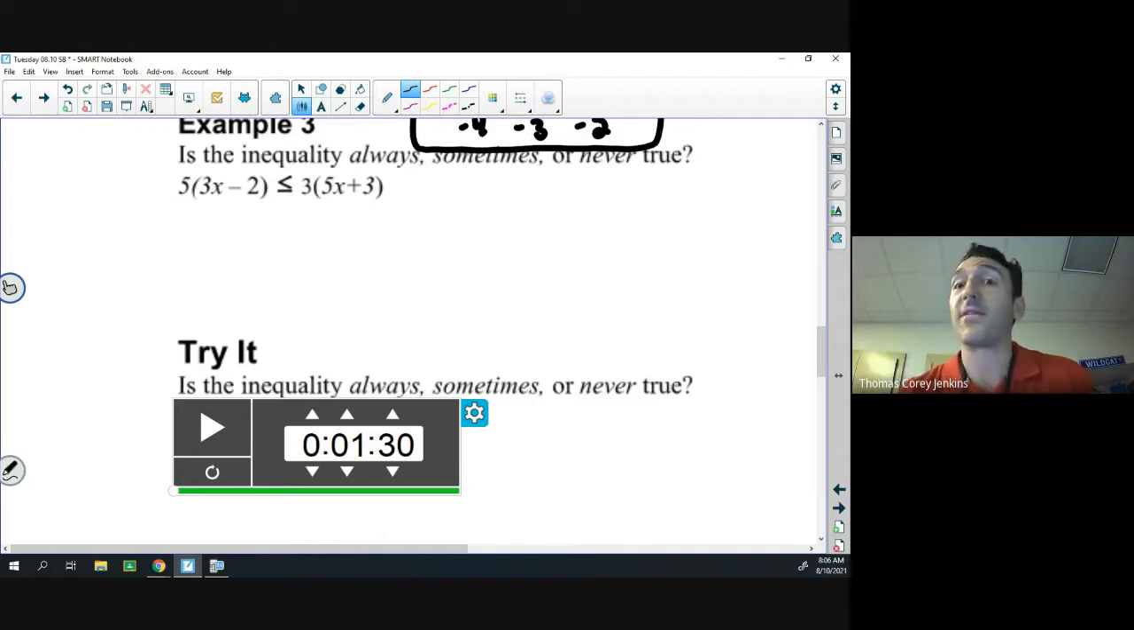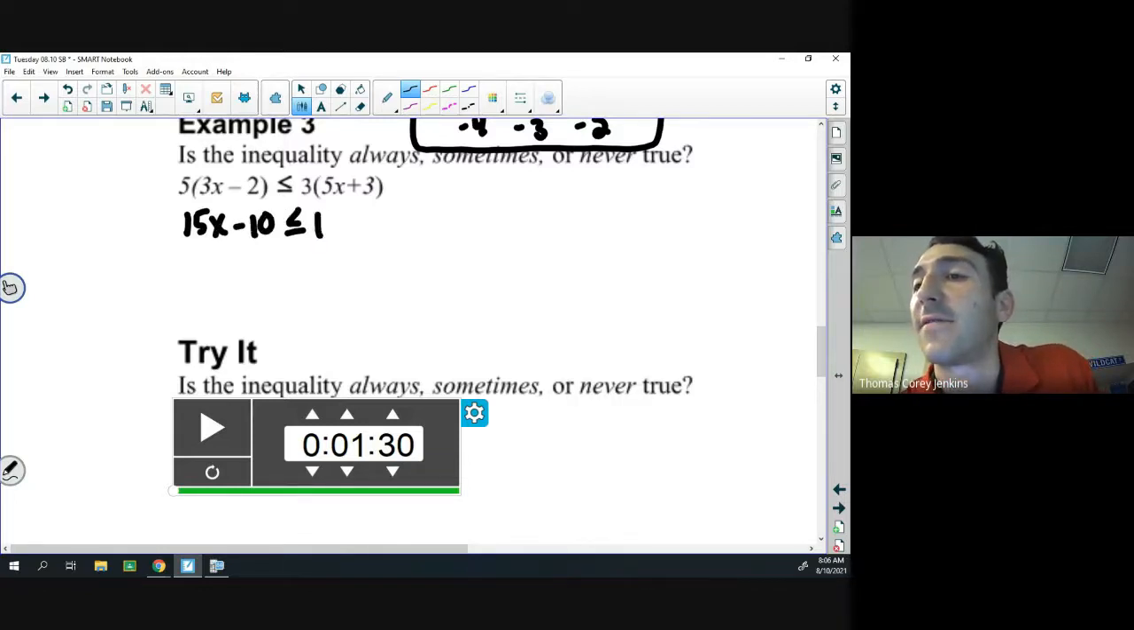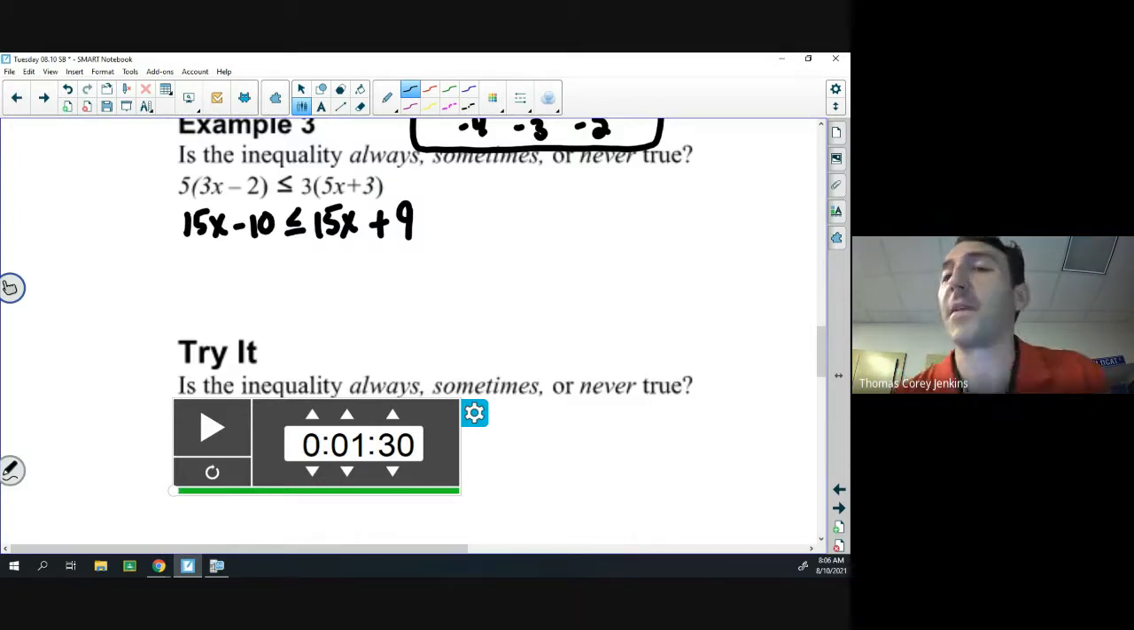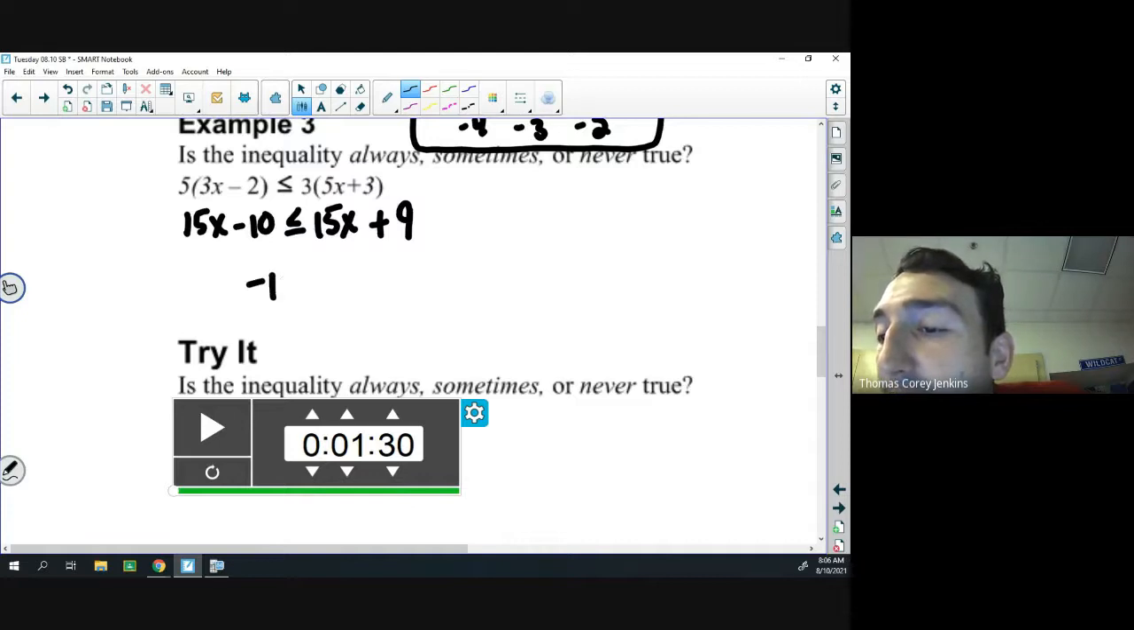So I'm distributing the 5 on the left side to get 15x minus 10, and then the 3 on the right side to get 15x, plus 9. So there's your red flag moment. If I have 15x on both sides, I know this is one of those special cases. If we subtract 15x from both sides, what we end up with is -10 is less than or equal to 9.